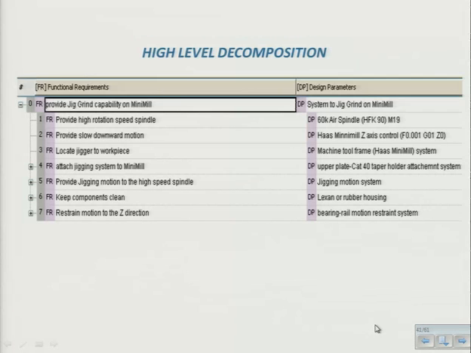All right, so let's go back and see what's FR7. Restrained motion to the Z direction. Bearing rail motion system.